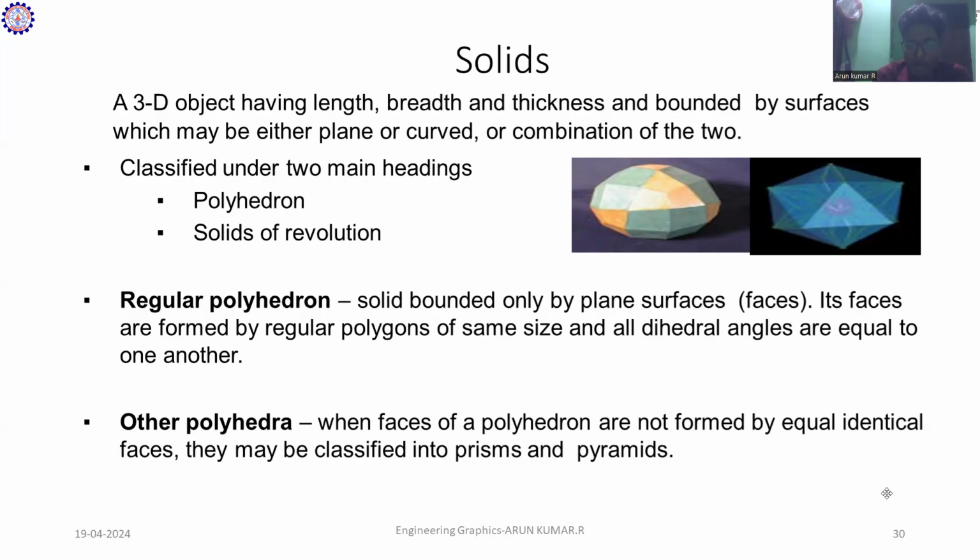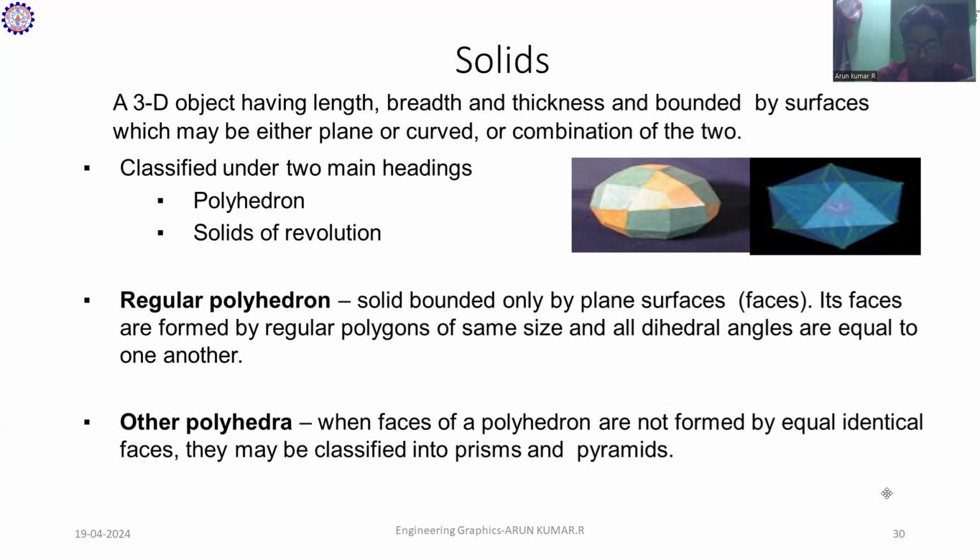A regular polyhedron is a solid bounded only by plane surfaces, called faces, formed by regular polygons of the same size, and the dihedral angles are equal to one another. What about the other polyhedra? When the faces of the polyhedron are not formed by equal identical faces, they may be classified as a prism or a pyramid. So we have to study the polyhedral types.